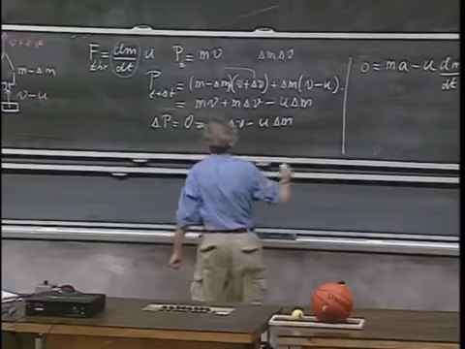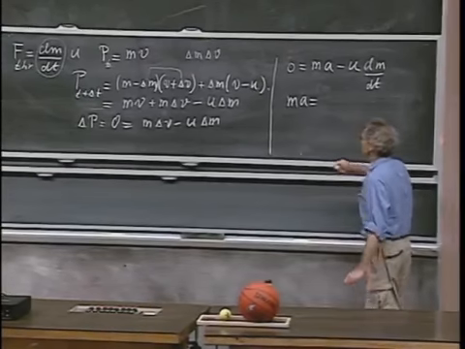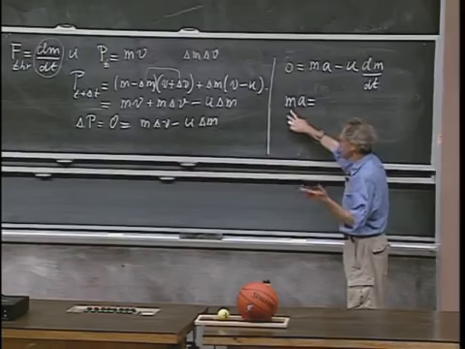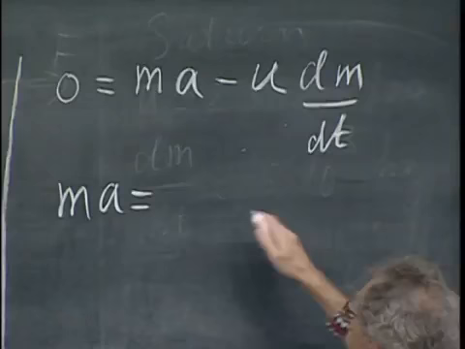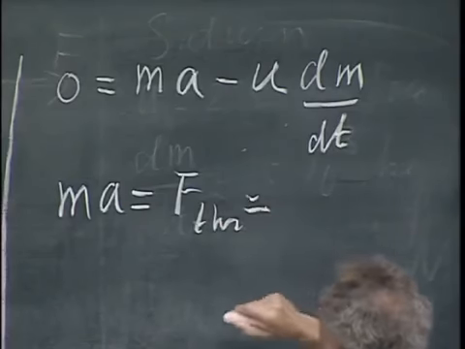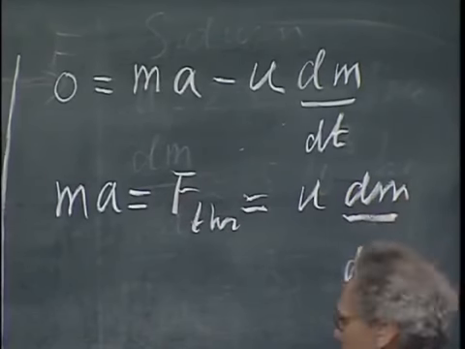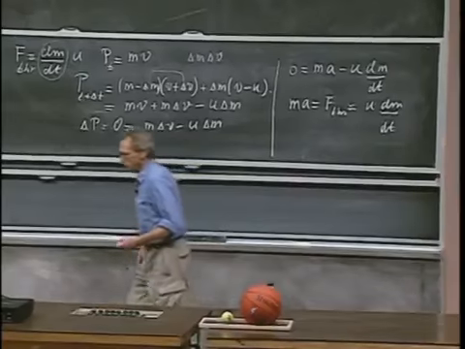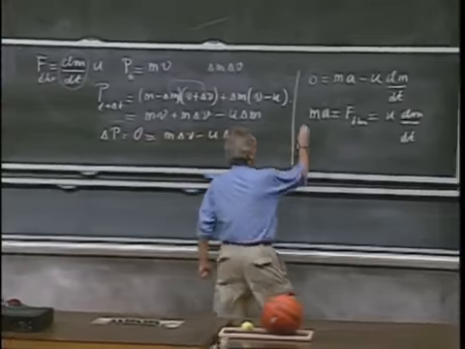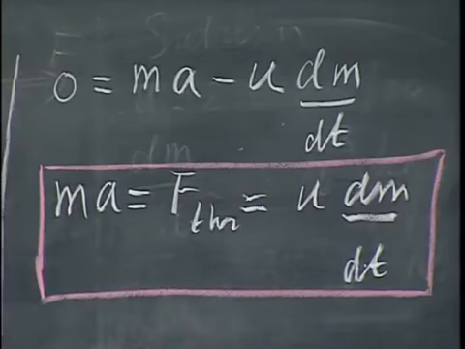on the rocket. So what you see here is something that is very easy to digest, that ma, this is the acceleration of the rocket, this is the mass of the rocket at time t, equals the thrust of the rocket, and that equals u dm dt. And some people call this the rocket equation. Now this is true if there is no external force on the system.